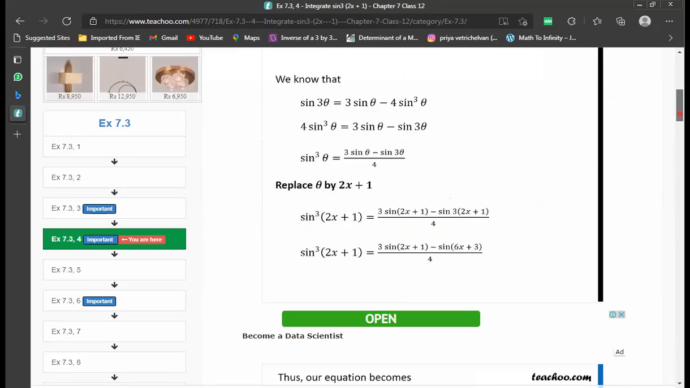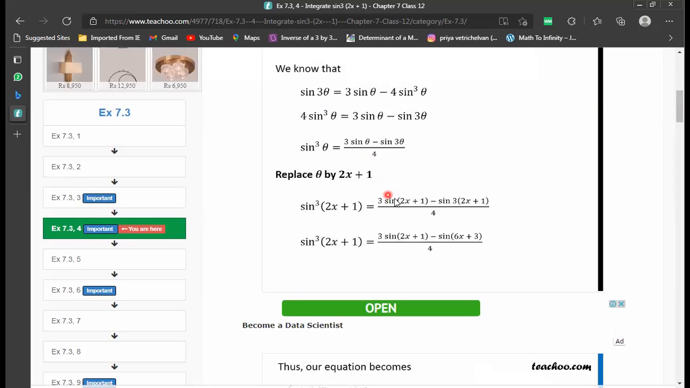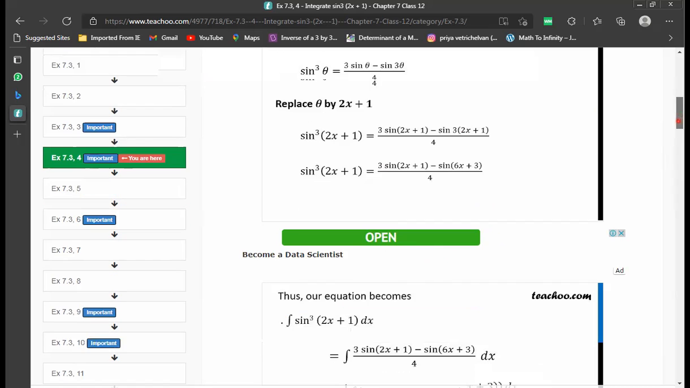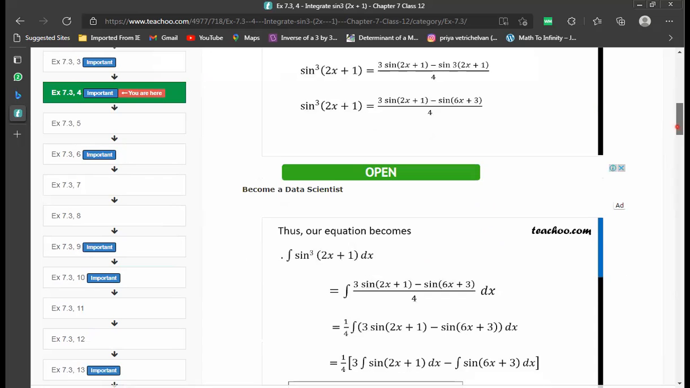So now we have to replace theta as 2x plus 1. Just change your question as 3 times of sin 2x plus 1 minus sin 6x plus 3 upon 4. 3 times of 2x plus 1 will give you 6x plus 3. Clear? Yes, ma'am.